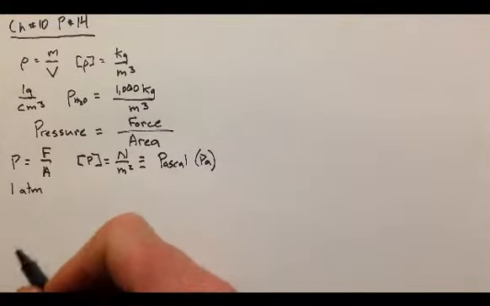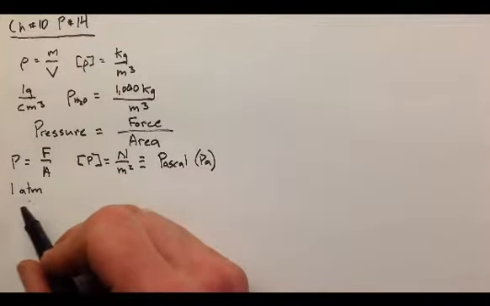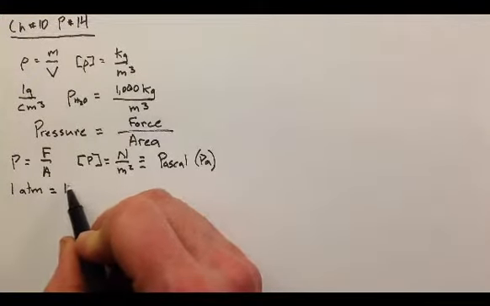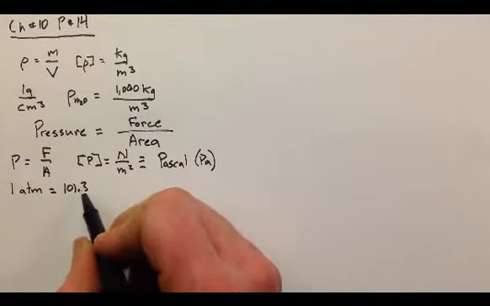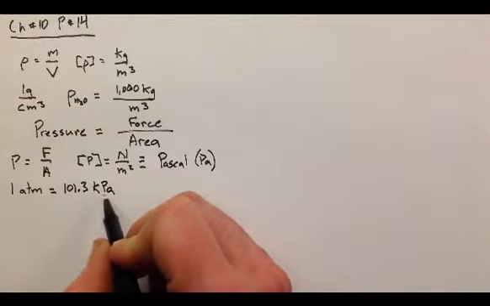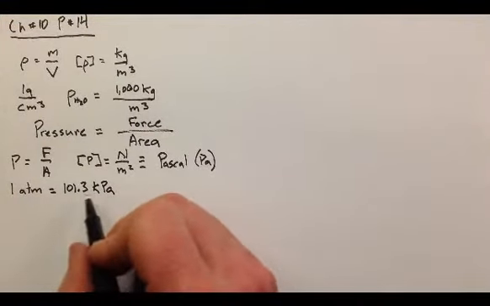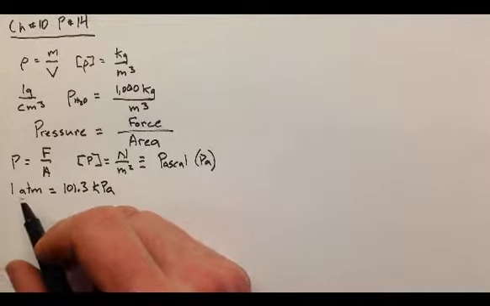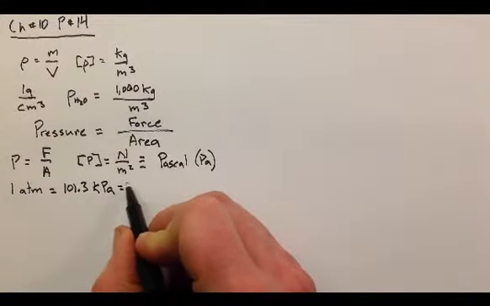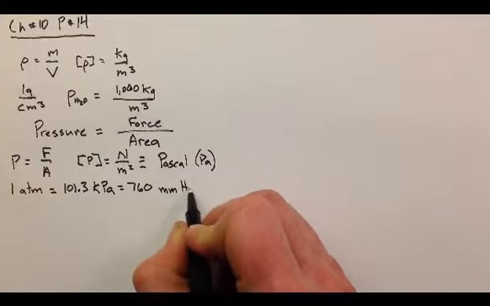Sometimes we refer to 1 atmosphere of pressure as the pressure due to our atmosphere, and we just call it 1 ATM. 1 atmosphere of pressure is the equivalent of 101.3 kilopascals. That's kPa. 101.3. So right now you are probably experiencing 1 atmosphere of pressure, or 101.3 kilopascals, or 760 millimeters of mercury.